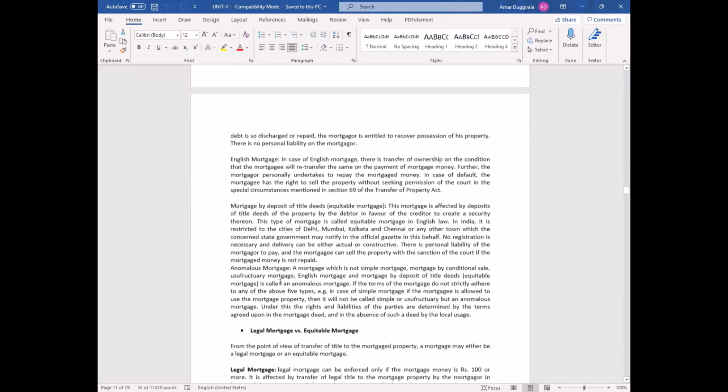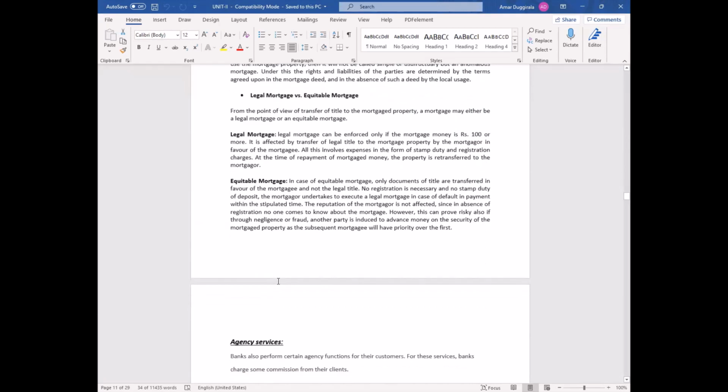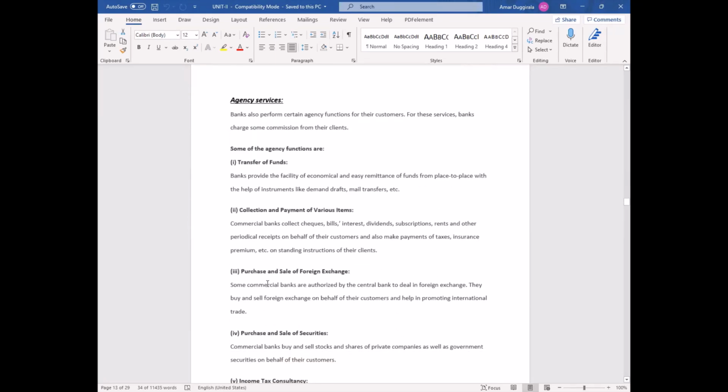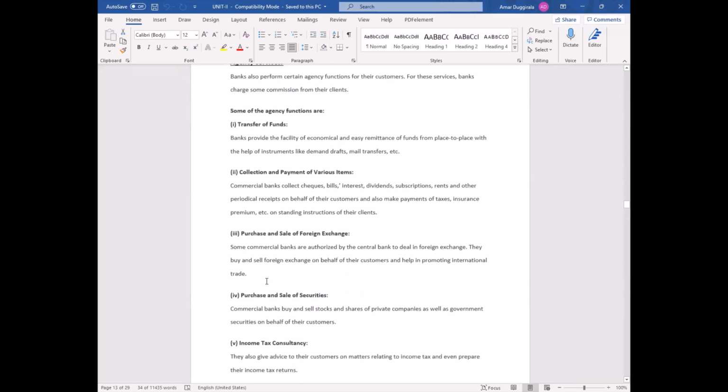We have studied that there are different types of charges which are created, and every type of charge has its own features and characteristics, and some of them are extensions of one another. Like, for example, hypothecation is an extension of pledge. It includes the features of pledge, but it has some extension to it.